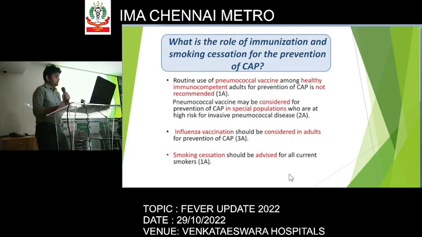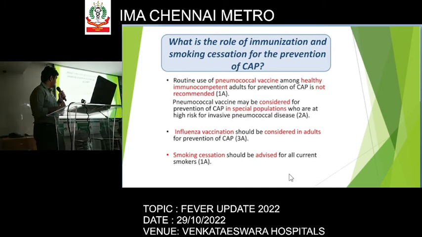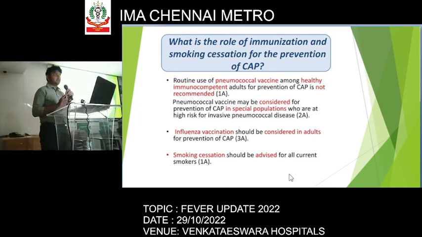Immunization: the routine use of pneumococcal vaccine among healthy people is not indicated, but when a patient is having comorbid conditions, then pneumococcal vaccine should be considered. Influenza vaccine should be considered in all the patients for the prevention of community acquired pneumonia. And the main thing is smoking cessation. Smoking cessation should be advised to all the patients who are being treated for community acquired pneumonia, because smoking will impair the immune response.